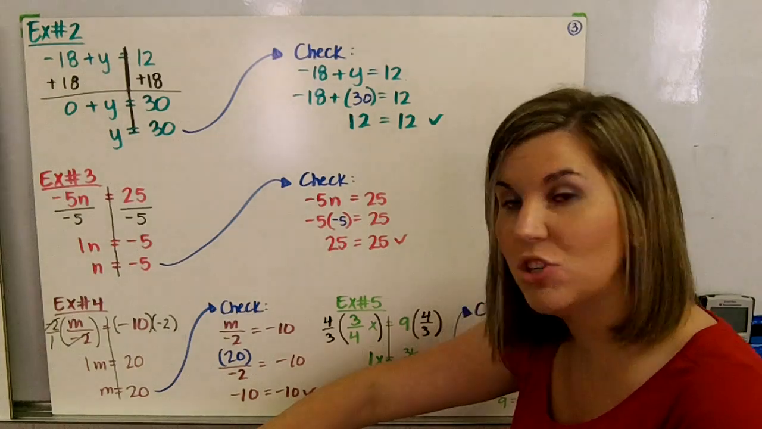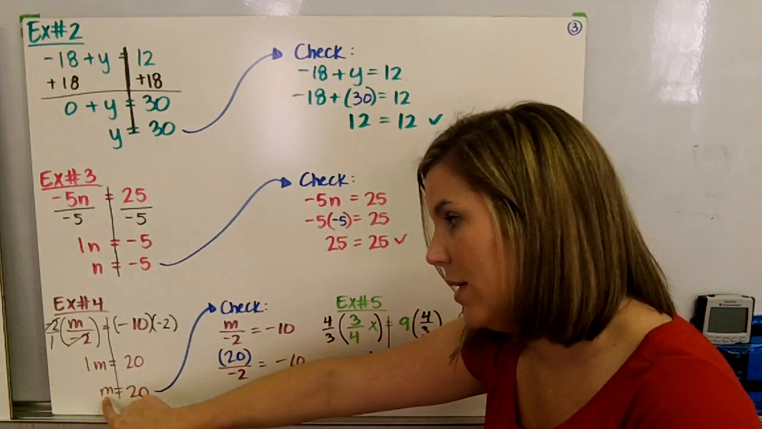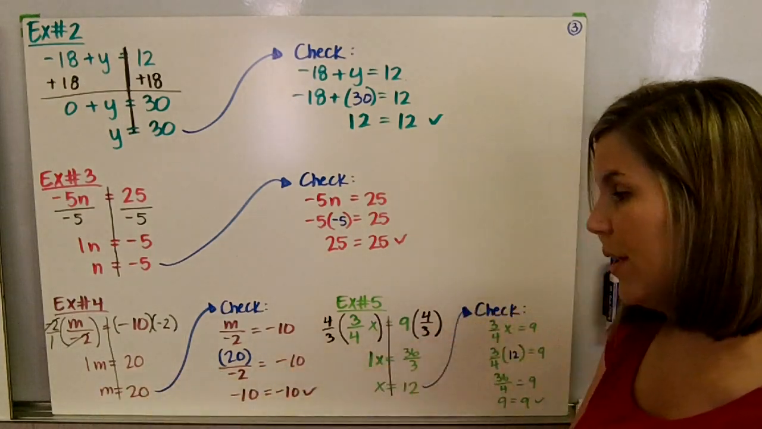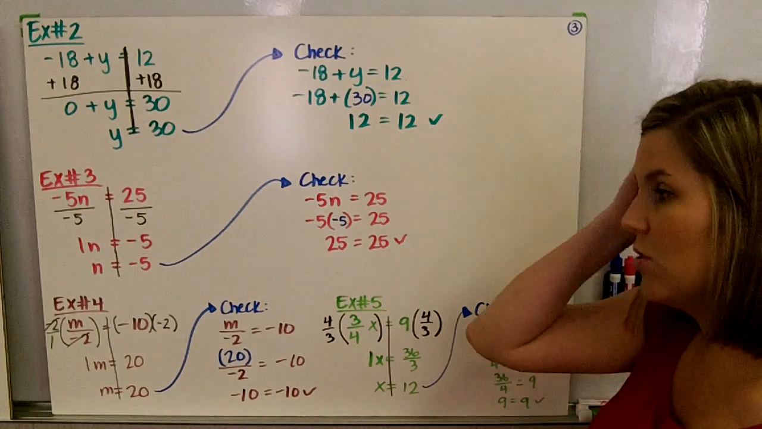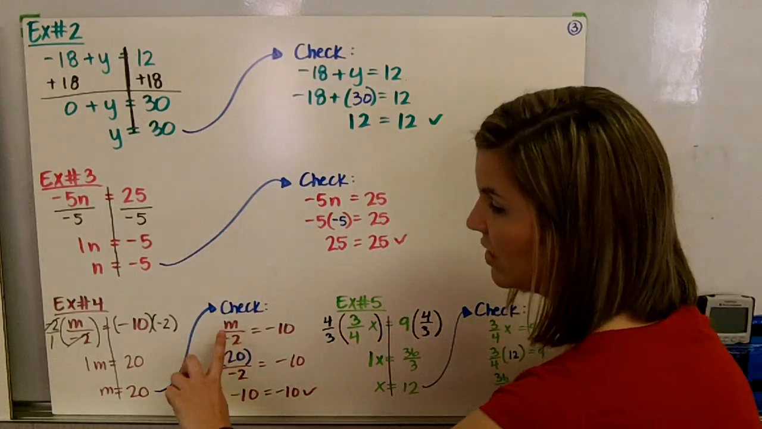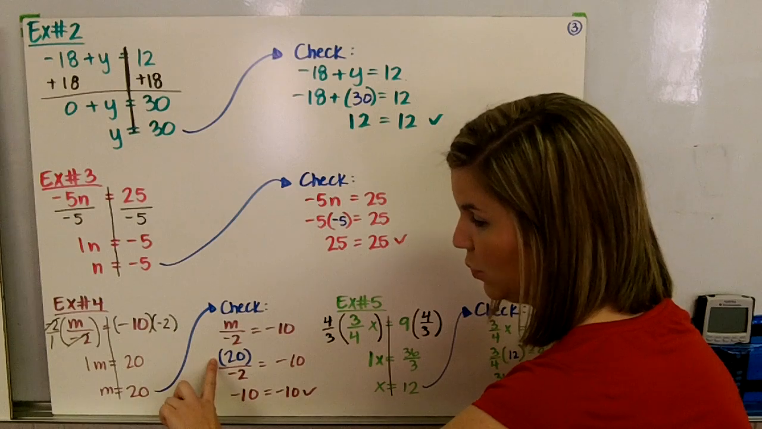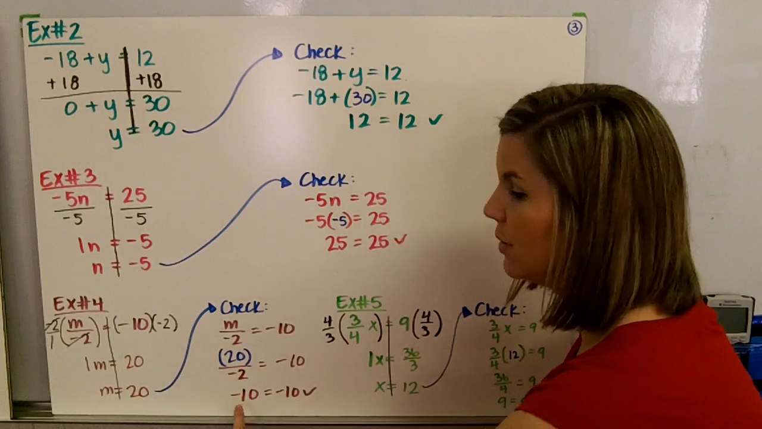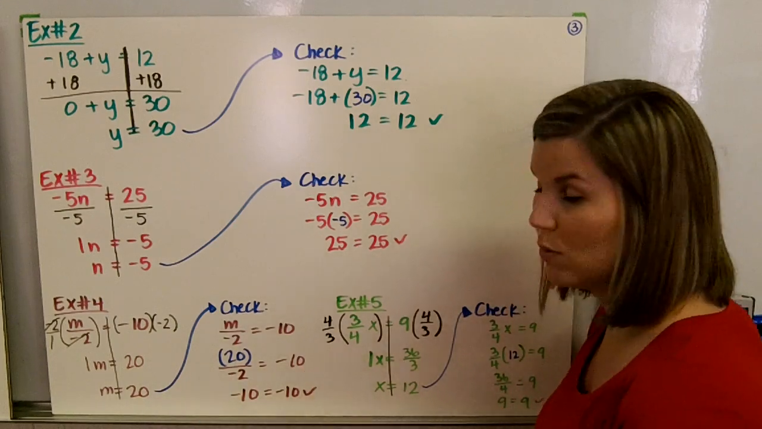Again, 1 times m is just m, so I don't need to write that 1, and m is equal to 20. We can check our answer by plugging into our original equation. So instead of m, plug in 20. 20 divided by -2 is -10. -10 equals -10.